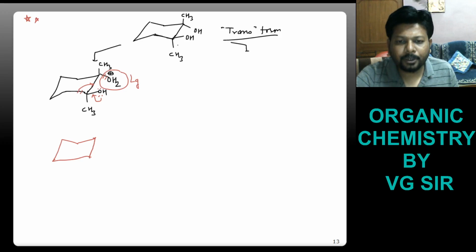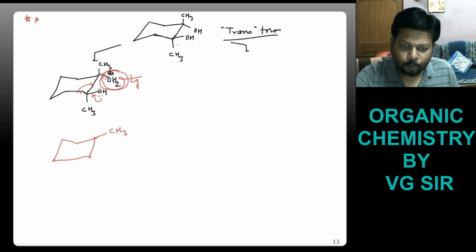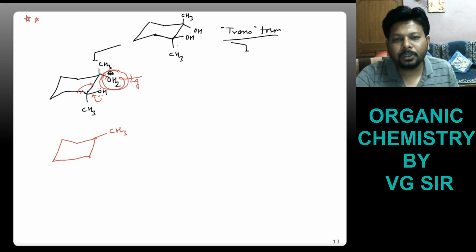It will be converted into a 5-membered ring. This OH2 group has been removed, so there will be only a methyl group. This group has taken place over the OH2 group. Okay, now see which bond is being broken. This is coming over here, so this bond is broken down, and this is directly attaching itself to the point.